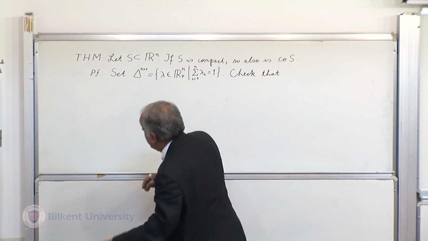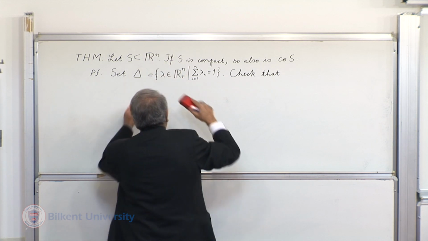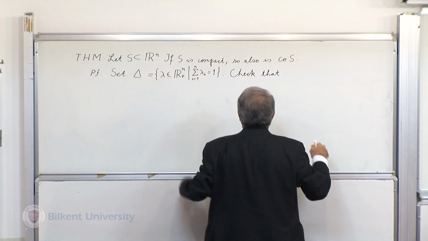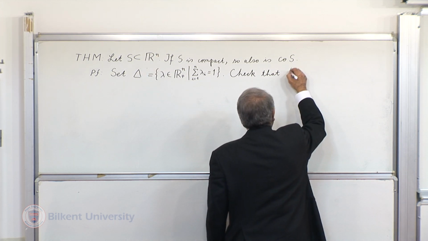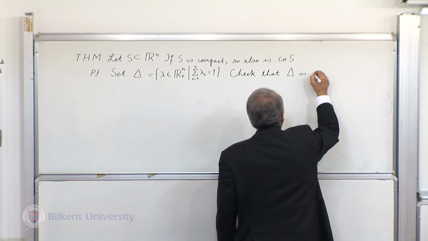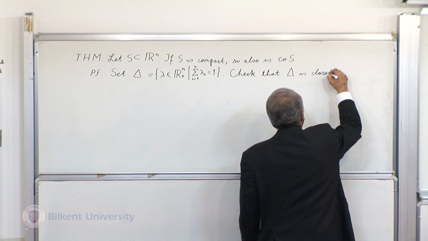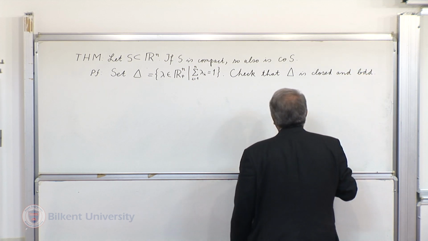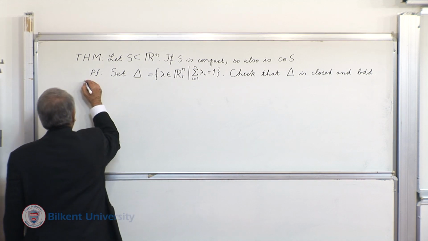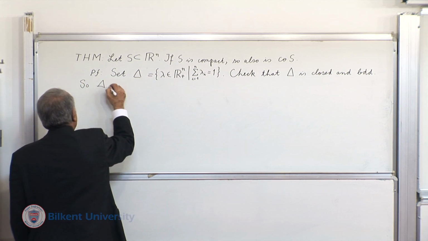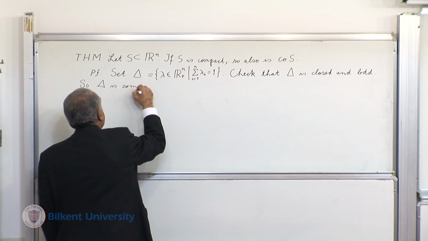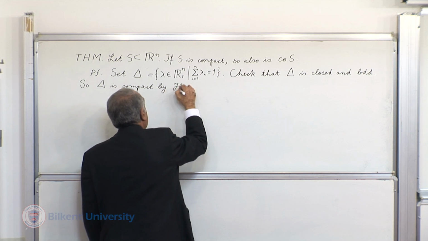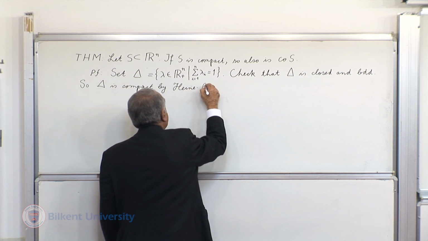Now let me leave this out. Let me introduce this later. Let this be just delta, but it depends upon n, and n is the dimension of this. Delta is closed and bounded. So delta is compact by the Heine-Borel theorem.